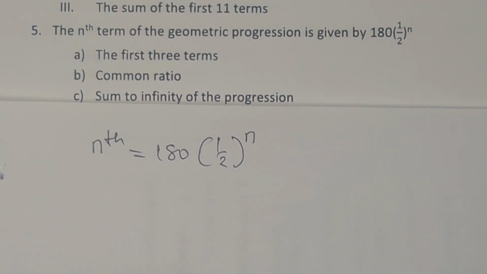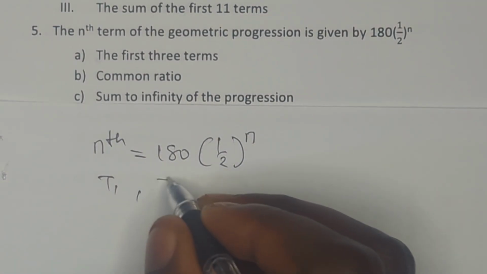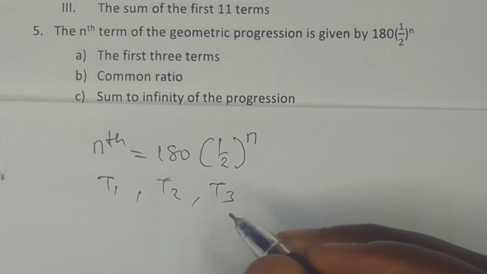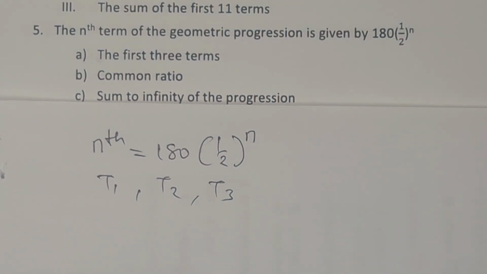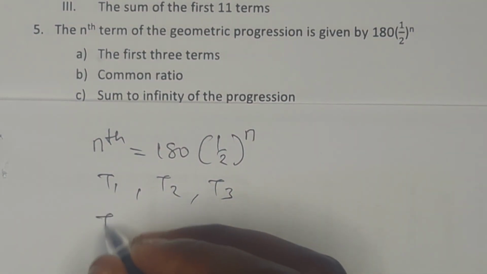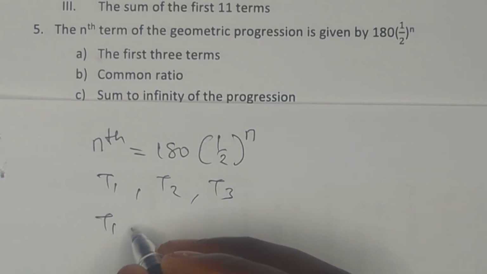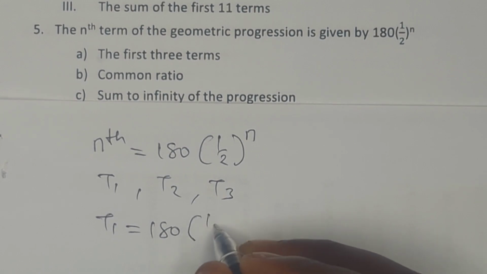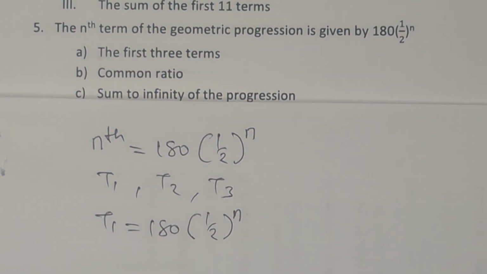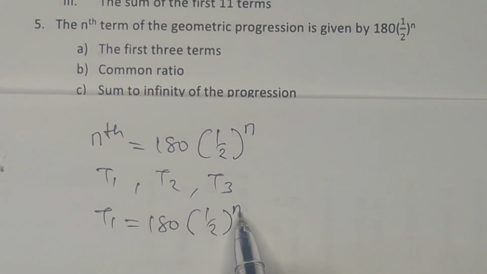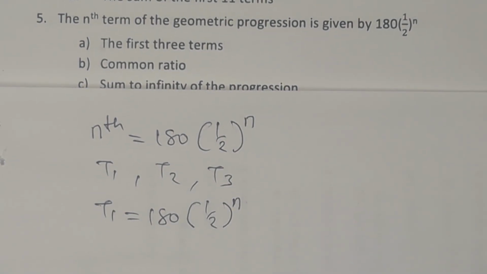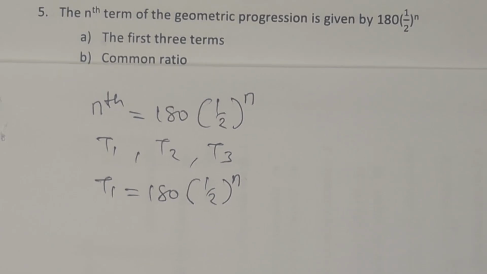So the first three terms we are finding are T1, T2 and T3. T1 represents the first term. So T1 is equal to 180 half to the power n. Here on n we are putting the number of terms that we are finding. Since here we are finding the first term, which is T1, here we are going to put 1. So 1 represents the first term.